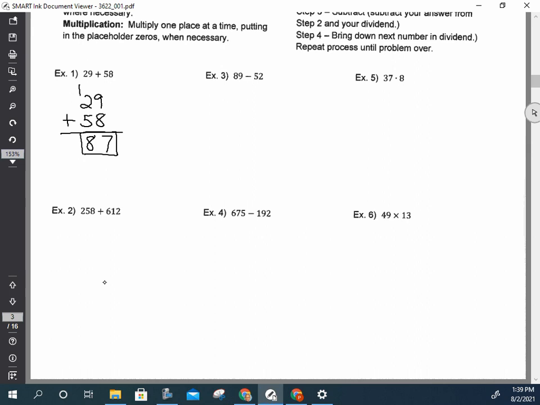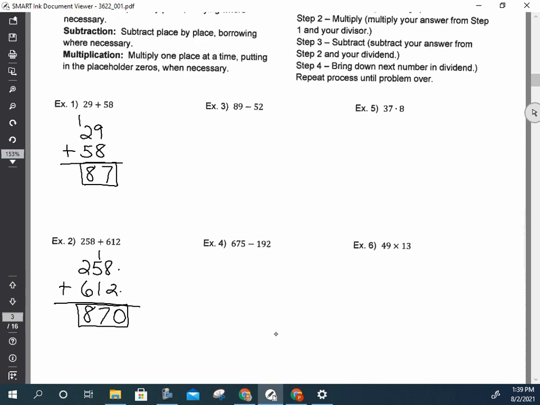Same thing with example 2. 258 plus 612. So again, set it up the elementary school way. When you solve it, you start from the back and you work your way to the left. So 8 plus 2 is 10. Bring down the 0, carry the 1. 1 plus 5 is 6, plus 1 is 7. 2 plus 6 is 8. So 870 is your final answer. So adding, simply set it up, solve it out.